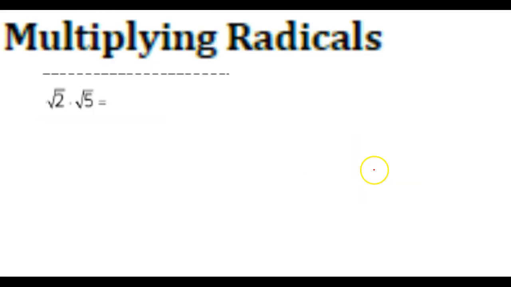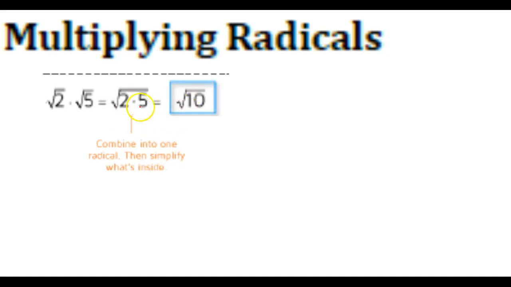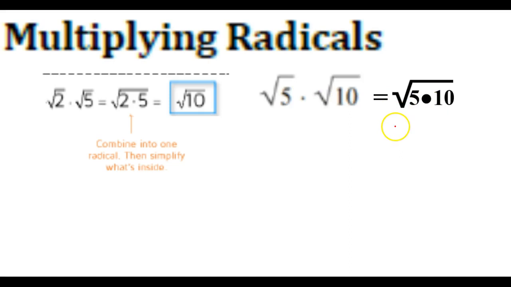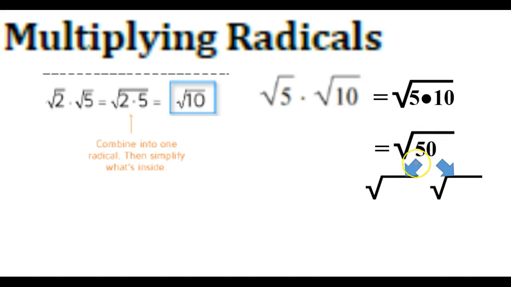Let's continue on. Multiplying radicals, as you can see in the example in your packet, all you do is combine both of those numbers into one radical. And you multiply. 2 times 5 is 10. So here 5 times 10, we'll put both under one radical, and 5 times 10 would be what? Square root 50. Now we can leave it like this or we can break it down.